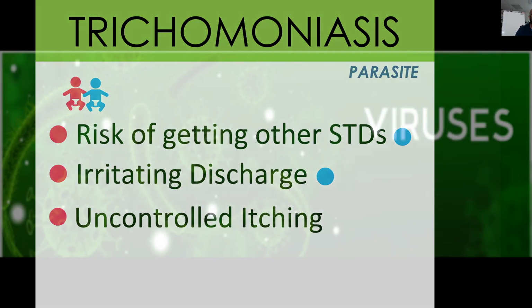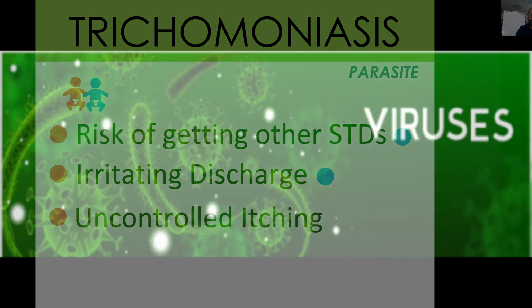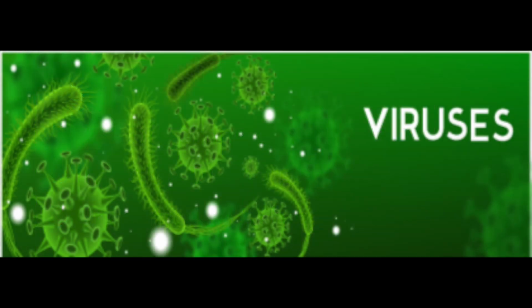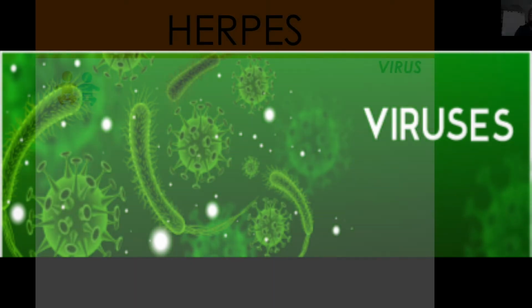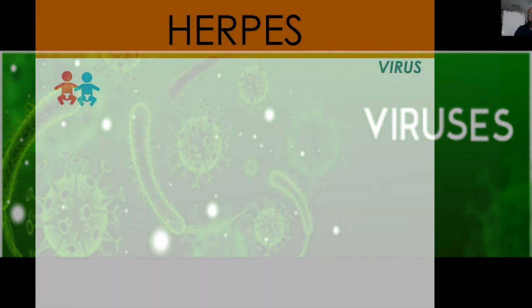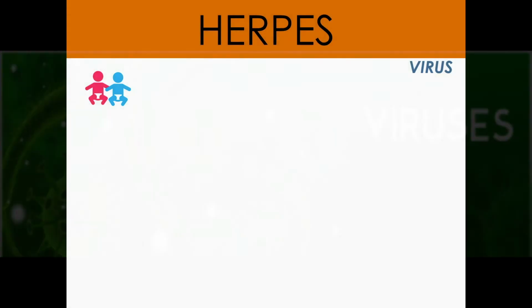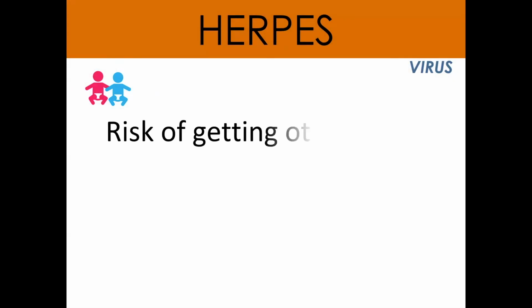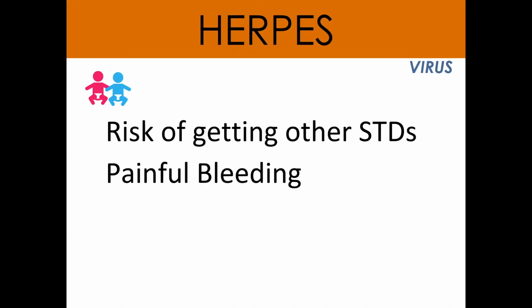This next one, we're now starting our virus category. So the next ones you're going to see are viruses. And what you will see here with herpes is, again, there's a risk of getting other STDs. There may be painful bleeding or blistering from the sores that develop from herpes. Genital sores that I was just speaking of.